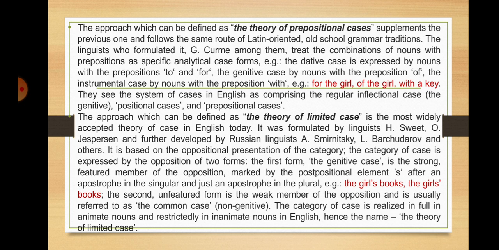The first form, the genitive case, is the strong, featured member of the opposition, marked by the postpositional element s after an apostrophe in the singular, and just an apostrophe in the plural: the girl's book, the girls' books. The second, unfeatured form is the weak member of the opposition and is usually referred to as the common case, non-genitive. The category of case is realized in full in animate nouns and restrictedly in inanimate nouns in English, hence the name, the theory of limited case.